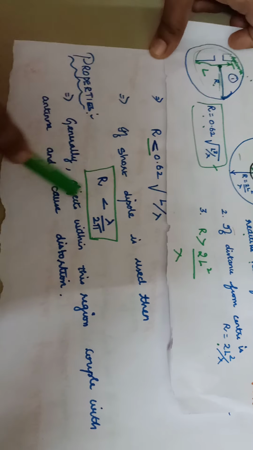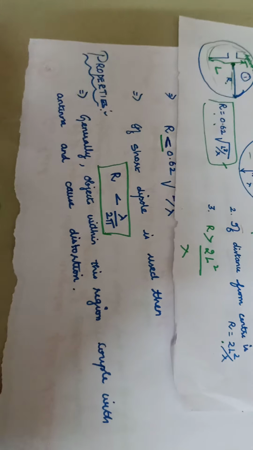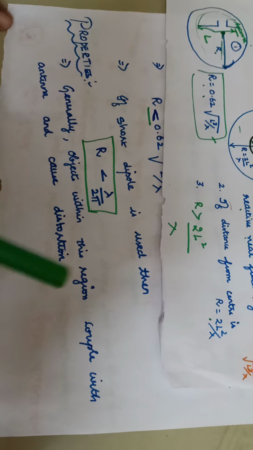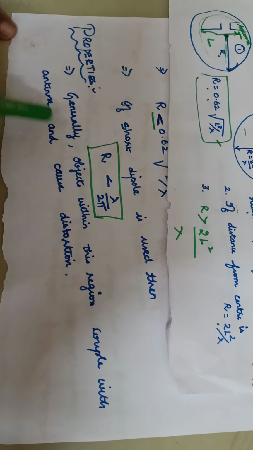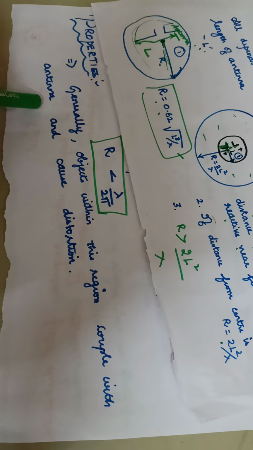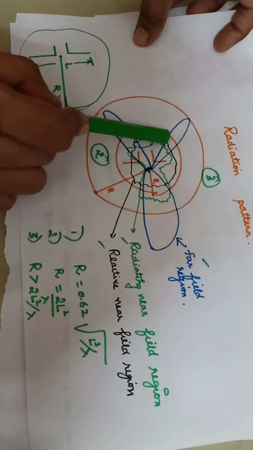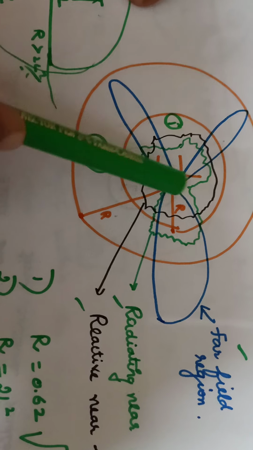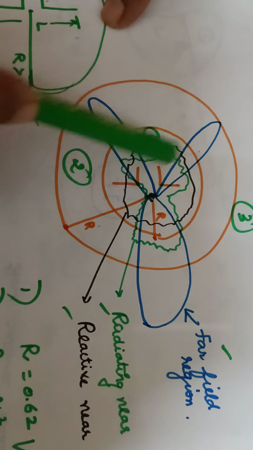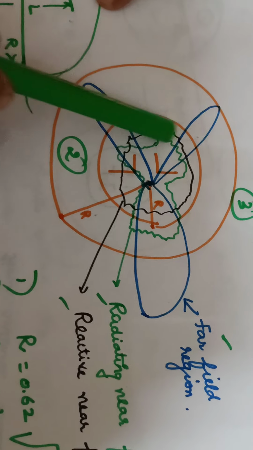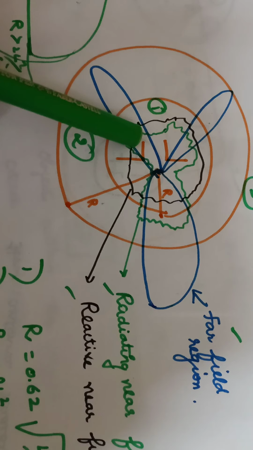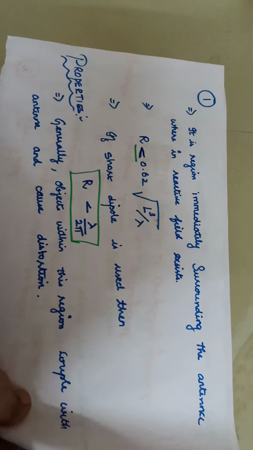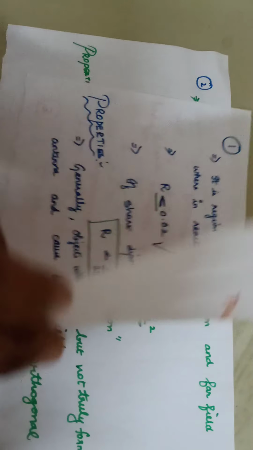And another general property is, in this reactive near field, an object within this region will couple with the antenna. That's why it causes the distortion like this black color diagram. The object within this region will couple with the antenna and immediately it will cause a distortion. So the radiation pattern is not marked clearly in the first region. That's all for the first region of the antenna field zone.